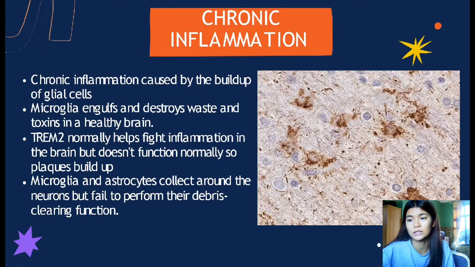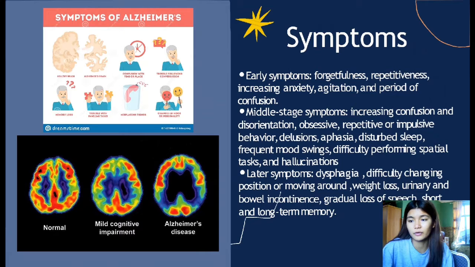the neuron transport system. Chronic inflammation. Chronic inflammation caused by the buildup of glial cells. Microglia engulf and destroy waste and toxins in a healthy brain. TREM2 normally helps fight inflammation in the brain but doesn't function normally, so plaques build up. Microglia and astrocytes collect around the neurons but fail to perform their debris clearing function.